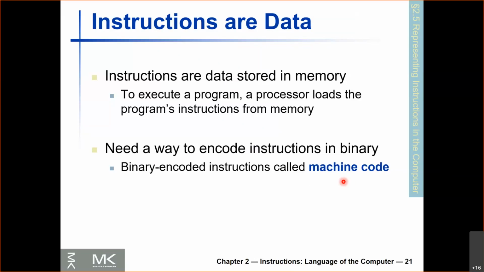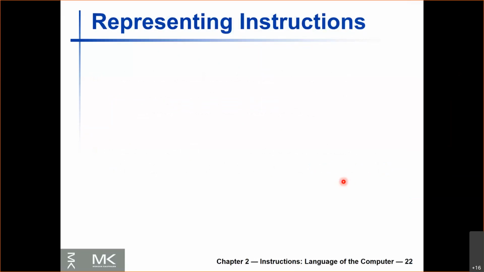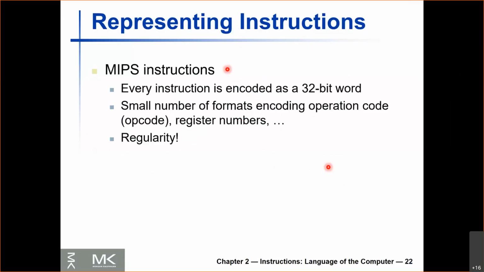Okay, so how do we do this? How do we represent instructions as binary? In MIPS, every instruction is encoded as a 32-bit word. So every instruction in MIPS is 32 bits. And MIPS has a very small number of formats. Actually, it has 3 formats. A format is like a template for storing an instruction as a 32-bit word. It's a way to represent an instruction as a 32-bit word. And MIPS has a small number of formats. And these design principles, where every instruction has a fixed size and there's a small number of formats, favor regularity.